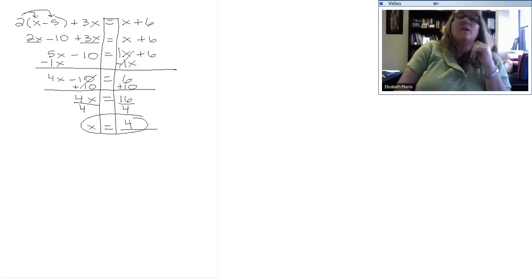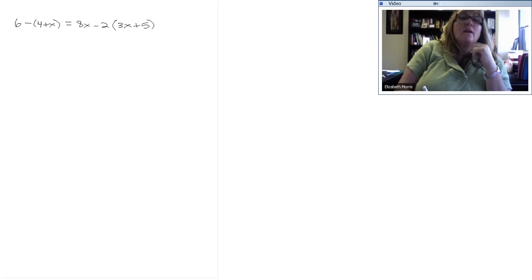Let's try another one. All right. How about, this one's a little tricky. How about 6 minus 4 plus x equals 8x minus 2 times 3x plus 5.